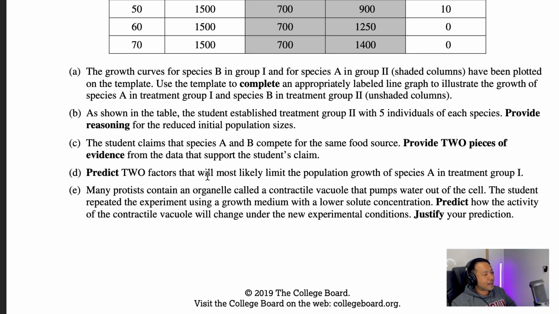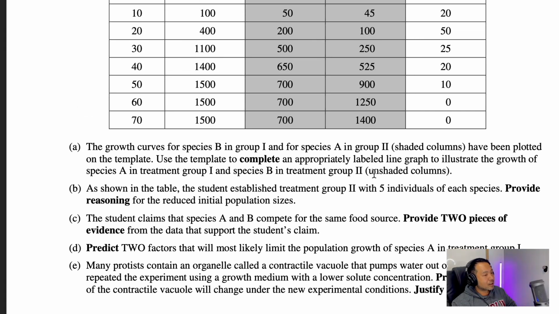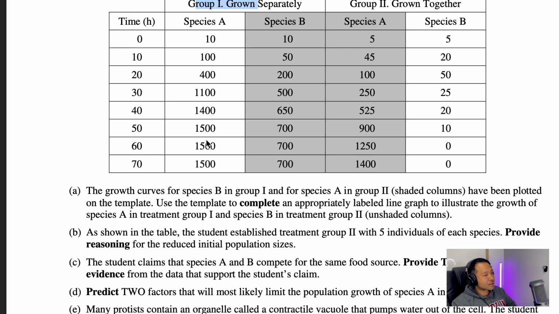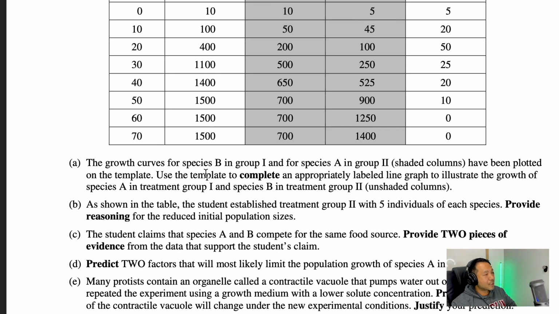All right, predict 2 factors that will most likely limit population growth of species A in treatment group 1. So this is just talking about a group that's grown separately. One of the things that we notice is that the population follows what we call the logistic growth curve. From ecology, the logistic growth curve is one in which you have a slow, gradual increase in the population until you get to an exponential phase. And then you have something called the transitional phase where the growth slows down, and then it reaches something called carrying capacity, or the Kmax. And that's what we see here.